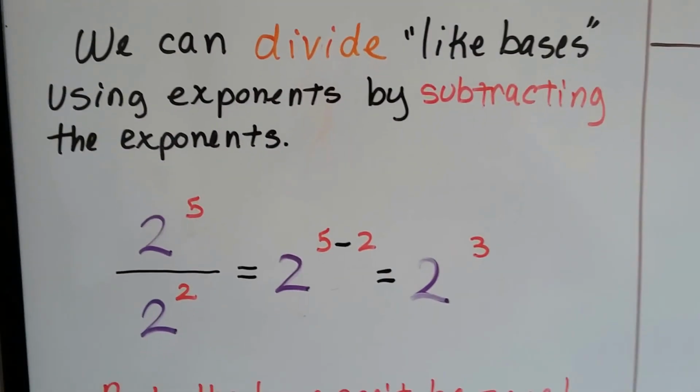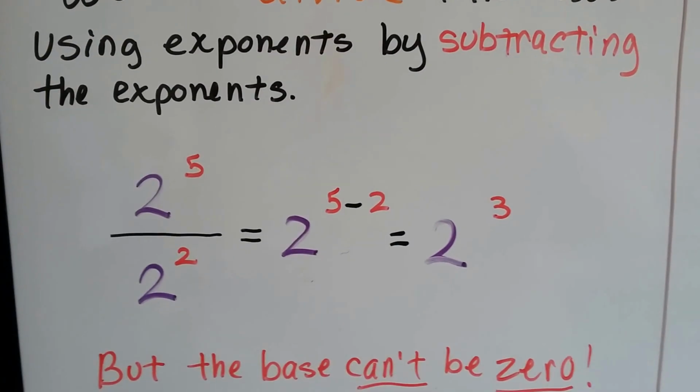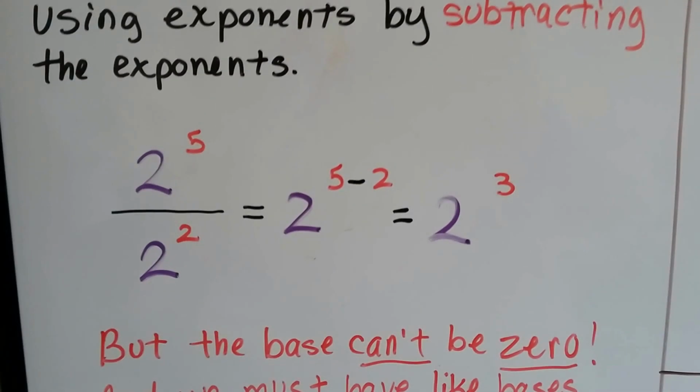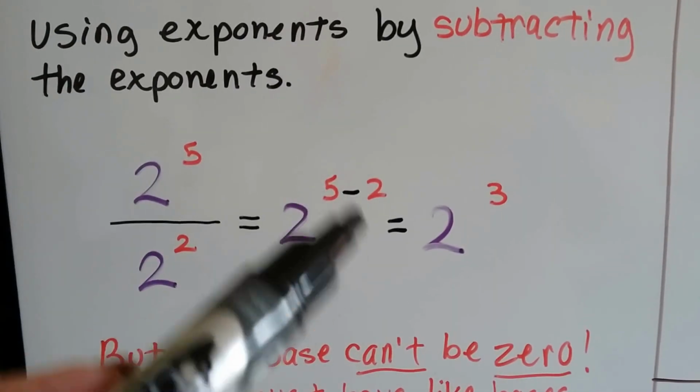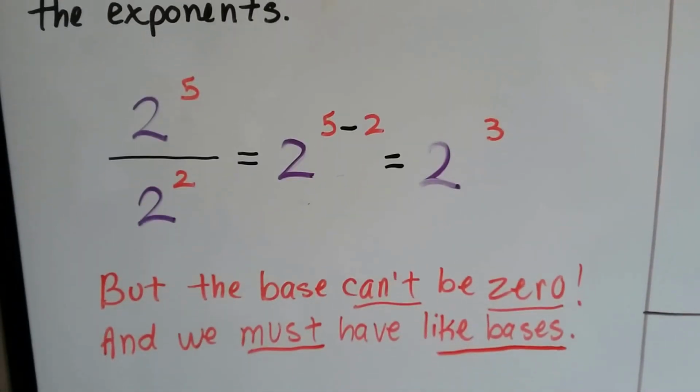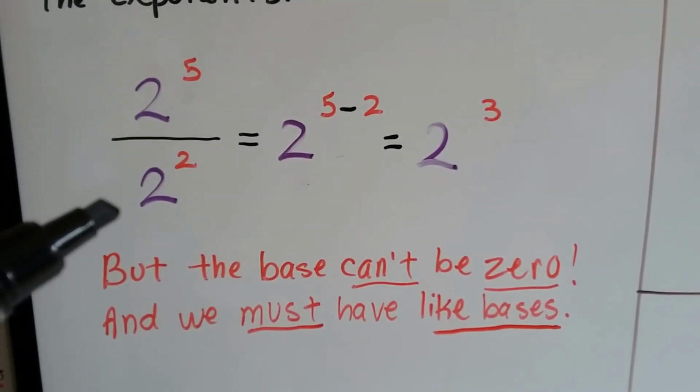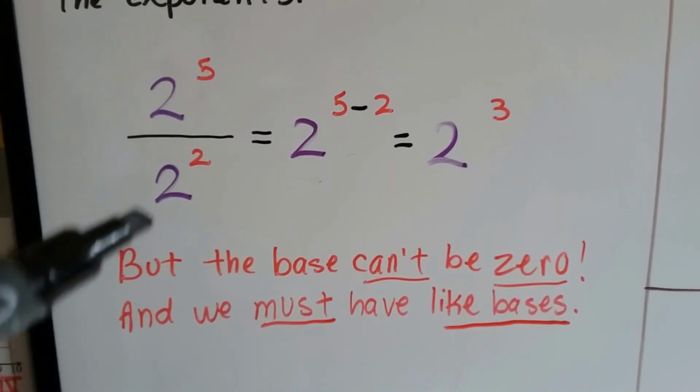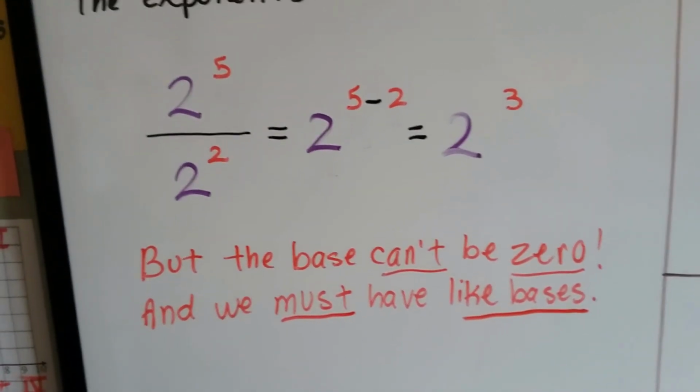So if we've got 2 to the 5th power over 2 to the 2nd power, we would just subtract 5, take away 2. We get 2 to the 3rd power. But the base number cannot be a 0, and we must have the same bases. They must be like bases, okay?